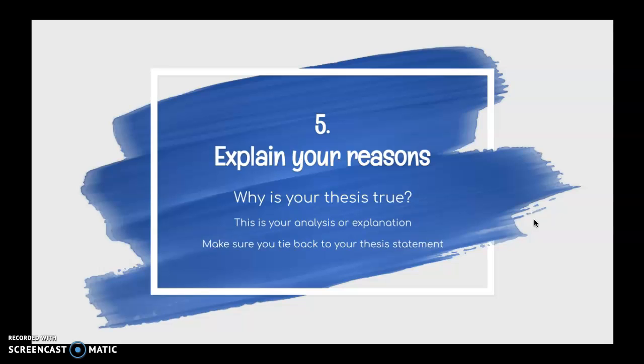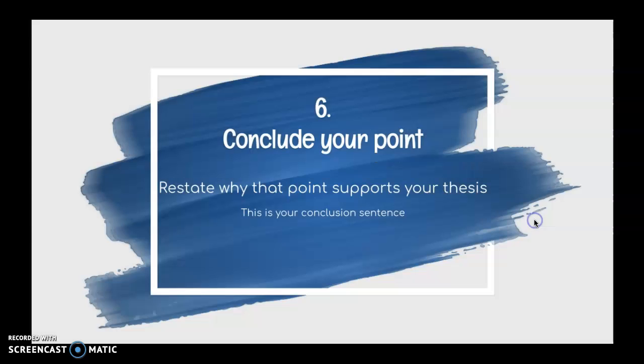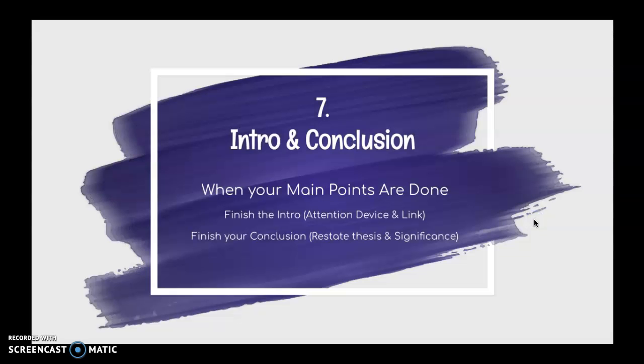Then you're going to go through, after your evidence is all placed, you need to explain your reasons. So how does this evidence help you show that your thesis is true? How does it help you show that this book is important and that it should be read and available to people to read? Then lastly, you're going to conclude your point. So restate why that point supports your thesis. Remember, concluding your point is basically like just your topic sentence again. You're wrapping up your entire paragraph.